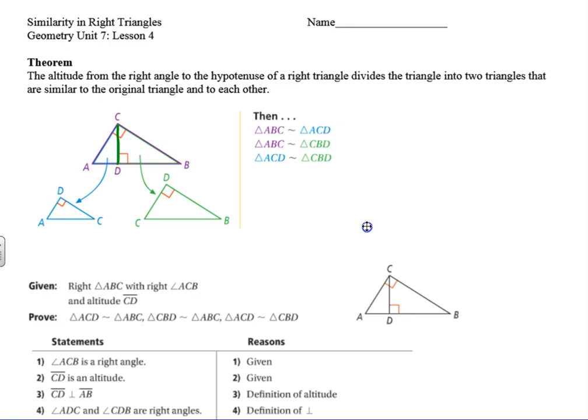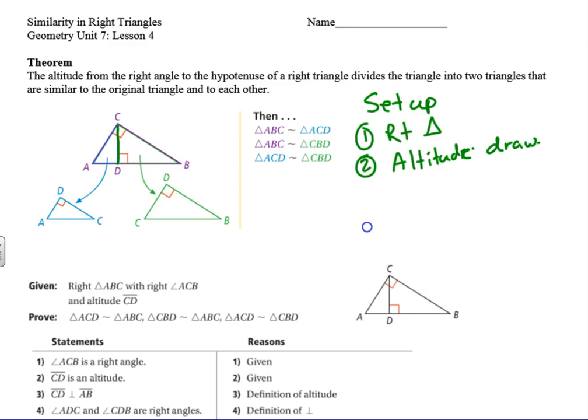Okay, so what you see here in this diagram is we've got triangle ADC, we've got triangle CDB, and we've got this big triangle ACB. And basically what we're saying here is, here's the setup. The setup is, number one, we have a right triangle. Number two, we have the altitude drawn from the right angle to the hypotenuse. And you want to remember in a right triangle, the hypotenuse is always the longest side.